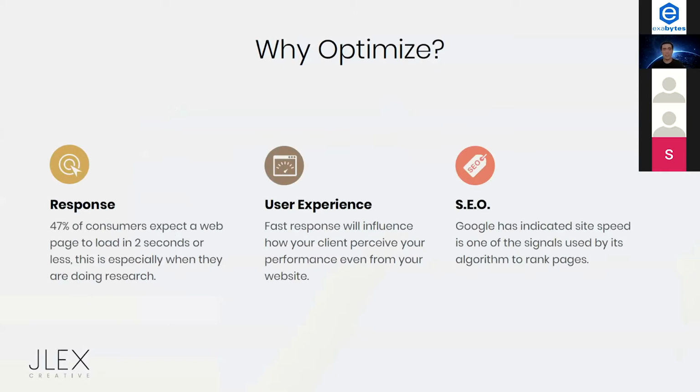So why optimize? Why do we need to optimize our website? Of course, the three main criteria are response, user experience, and SEO. So for response, whenever we're doing research, we're going on the web. I don't know about you guys, but based on my statistics, most people, when they are browsing websites, already have 7 tabs or more open. So imagine when you are doing research, your website appears not just in one tab, okay? Your competitor is appearing in other tabs as well.